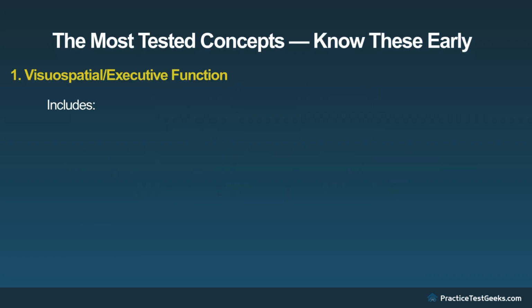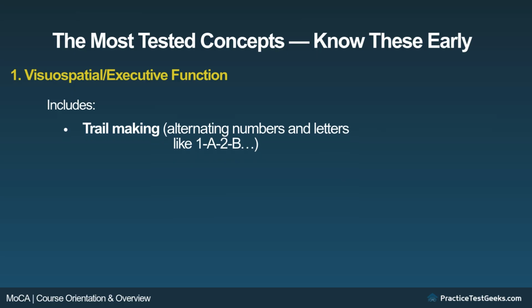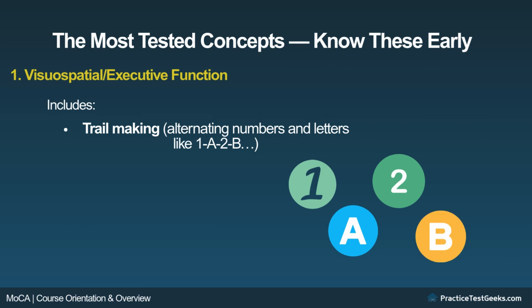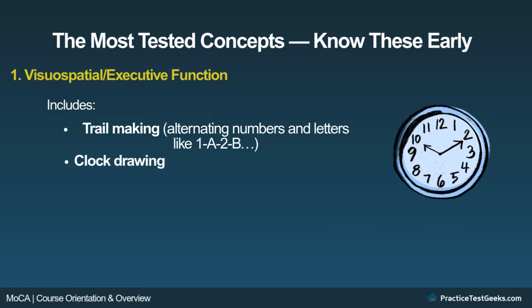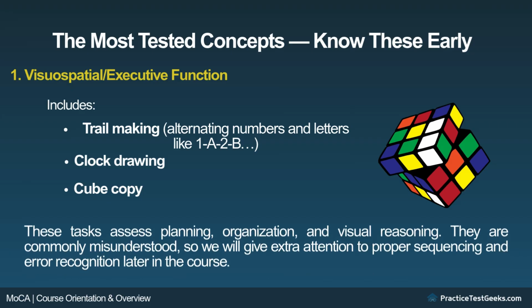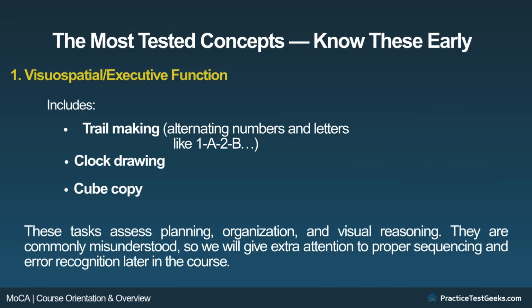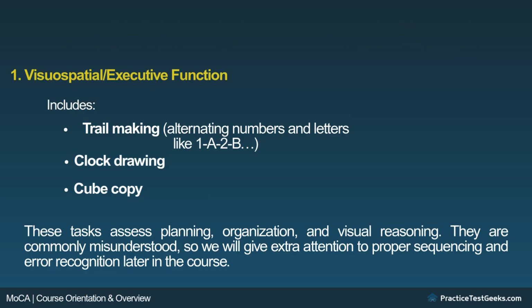1. Visuospatial, executive function includes trail making, alternating numbers and letters, like 1A, 2B, clock drawing, cube copy. These tasks assess planning, organization, and visual reasoning. They are commonly misunderstood, so we will give extra attention to proper sequencing and error recognition later in the course.